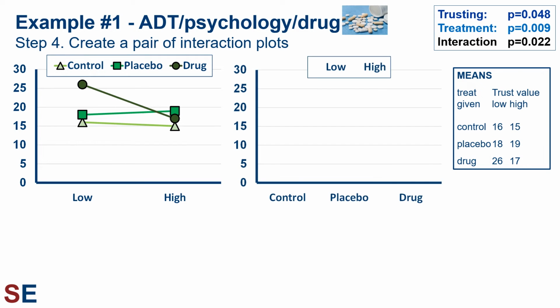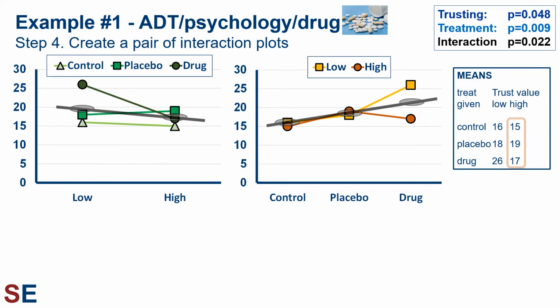For the second plot, we choose the other factor to be on the x-axis, the treatment factor. The means for the low trusting groups are 16, 18, and 26. The means for the high trusting groups are 15, 19, and 17. This figure is best for showing how the treatment factor is associated with differences in the mean. Any pattern we think we see is only genuine if the results from our ANOVA table gave significant results. Any non-significant pattern is the kind of thing we would easily get just from sampling error and noise.